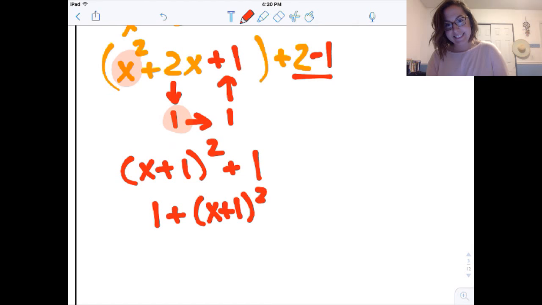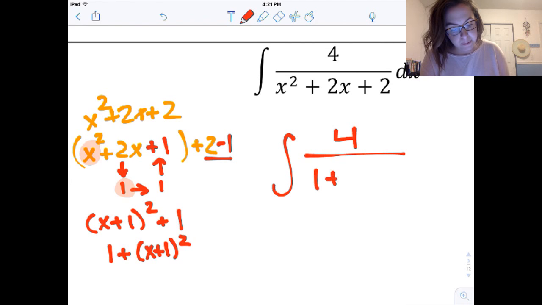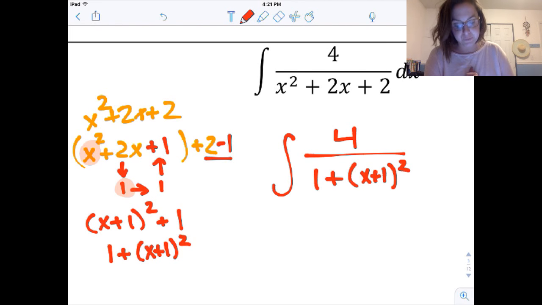right? That's going to be helpful for me because this is going to help me recognize what my antiderivative might be. So this is going to be the integral of 4 over 1 plus x plus 1 quantity squared dx. Now, why did that help me?